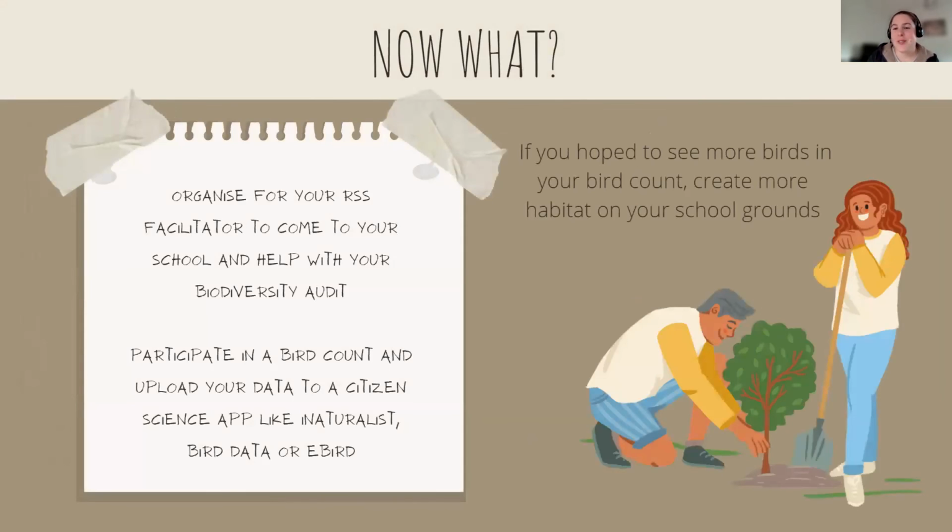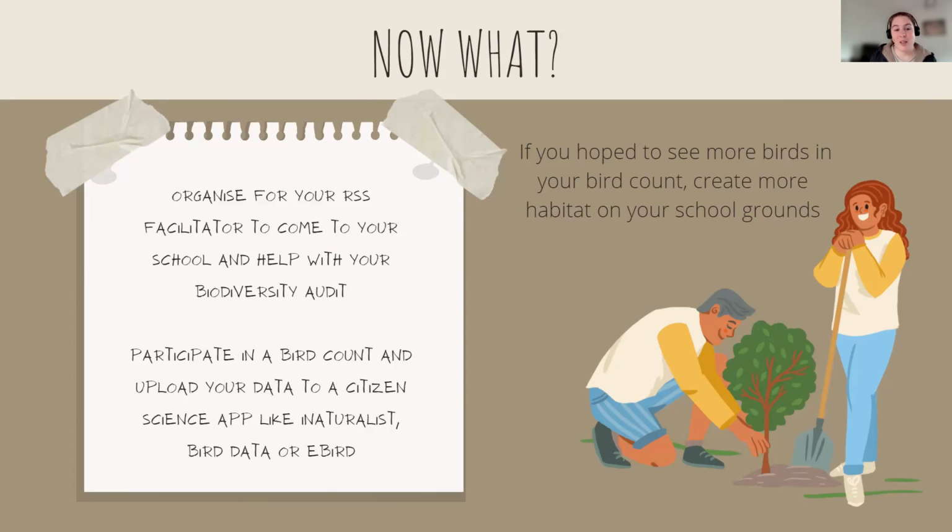Okay, so I very, very briefly ran down some of the birds you might see at your school, and now you're familiar with them. What can you do with this bird information? So you can organize for your ResourceSmart facilitator to come to your school and help you with your biodiversity audit. There's a section in the audit for noting every animal that you see on your school grounds, and a lot of them may be birds. So maybe now's the time to get inspired to do your biodiversity audit.